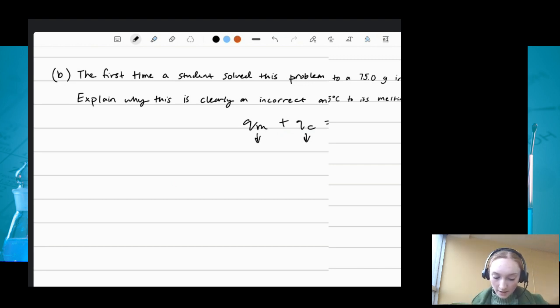So if you had the QM value and the QC value for the delta T's, if it was 88 and the initial value of the metal was 24, and the initial value of the coffee was 85.